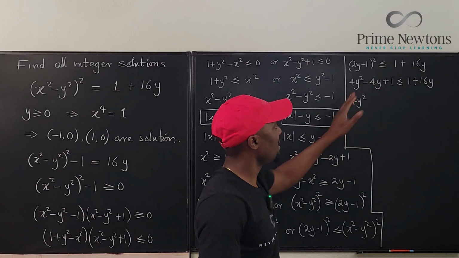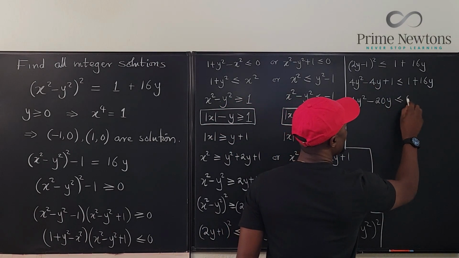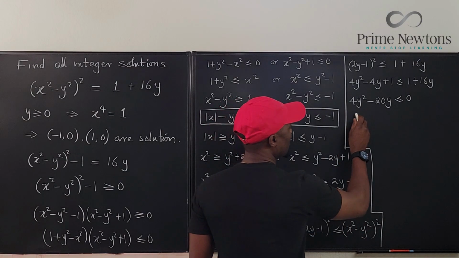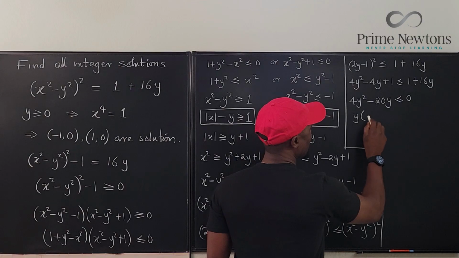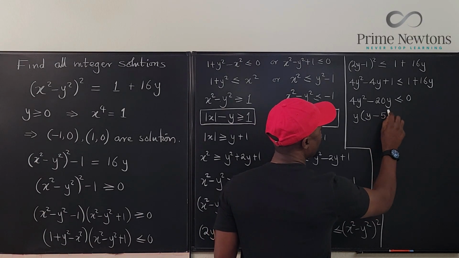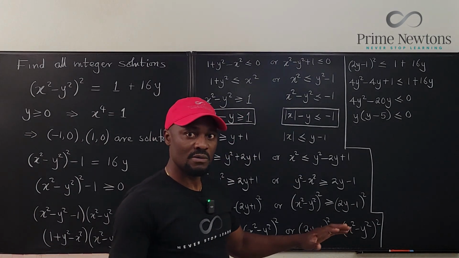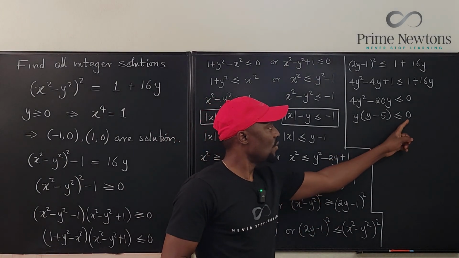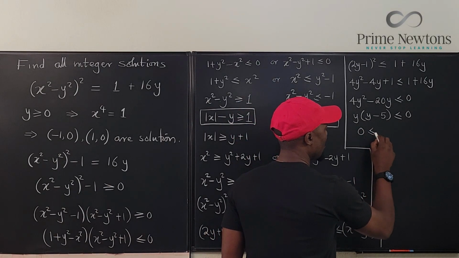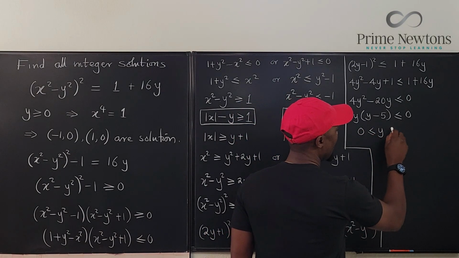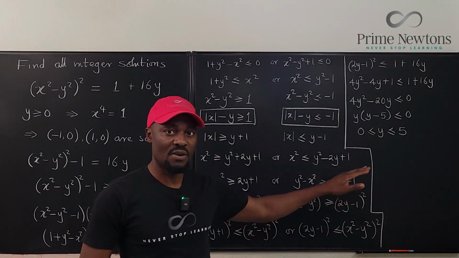If you bring this 16 here, you're going to get minus 20y is less than or equal to 0. If this is factored, if you divide everything by 4, we end up with y times (y minus 5) is less than or equal to 0. So remember how we do inequalities? y equals 0 or y equals 5, so it means that 0 is less than or equal to y, and y is less than or equal to 5. So this is the range of solution for y.